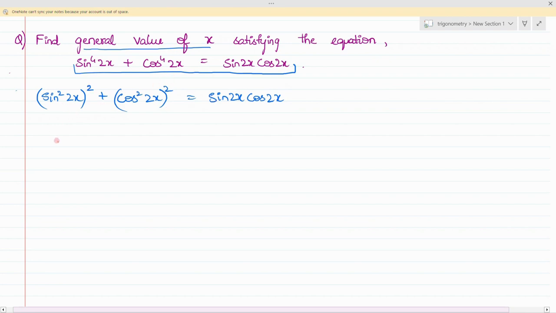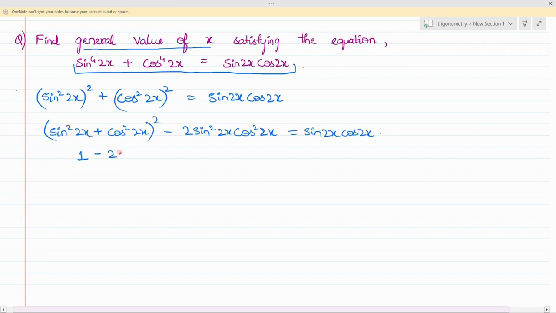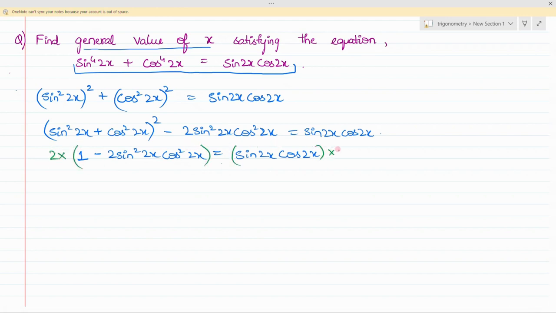So it's in the form of a square plus b square. So this we can write as a plus b whole square minus 2ab is equal to sine 2x into cos 2x. So this sine square theta plus cos square theta is 1, minus 2 sine square 2x cos square 2x is equal to sine 2x into cos 2x. So now for further simplification, just multiply 2 on both the sides, LHS and the RHS.